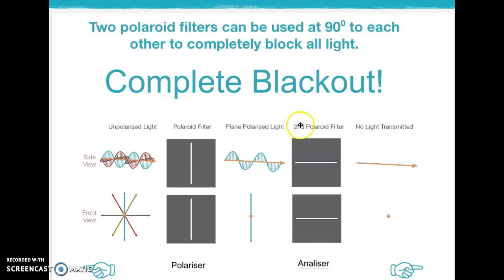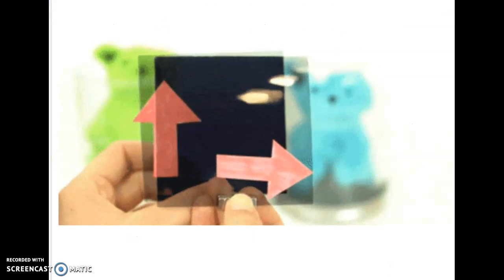These filters have actual special names. The first filter, which is causing the polarization effect, is called a polarizer. And the second filter, which is basically blocking the light completely, is called the analyzer. And this no light transmitted effect happens when the polarizer and the analyzer are at 90 degrees to each other. So this is a demonstration.